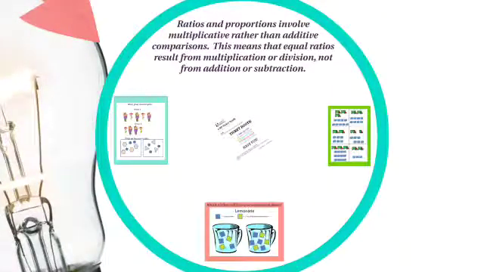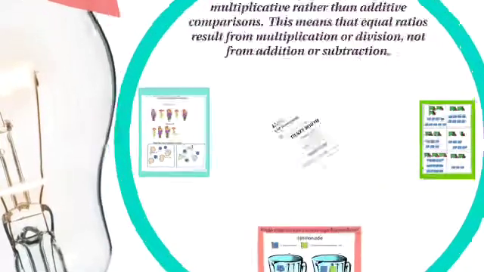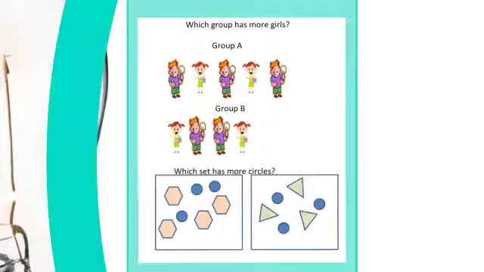The second big idea is about equivalent ratios and how the comparisons involve multiplication and division rather than addition and subtraction. Problems like these two can be problematic for students. Sometimes classes as a whole will say they're both the same. Each set has 2 girls.